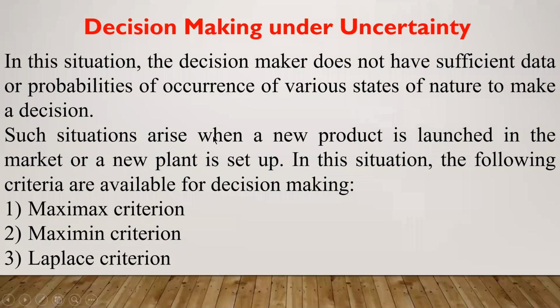Such situations arise when a new product is launched in the market. As I told you, जब नया product launch कर रहे हैं तो पहले का कोई data ही available नहीं होगा, है ना? When a new product is launched in the market or a new plant is set up, in this situation, the following criteria are available for the decision making. अब पहले का कोई data available नहीं है, तो how to take the best decision? So these are the criterions available. We will study them one by one. First one is called as maximax criterion. Second one is called as maximin criterion. And third one is called as Laplace criterion.